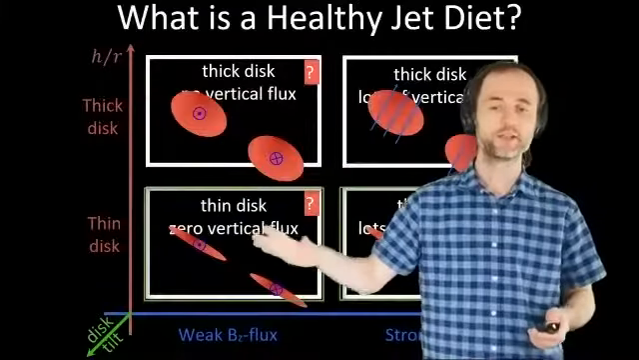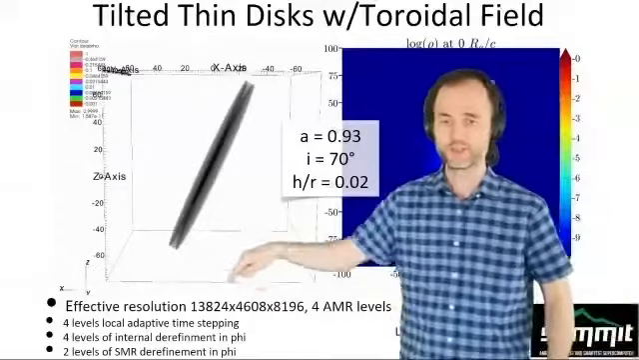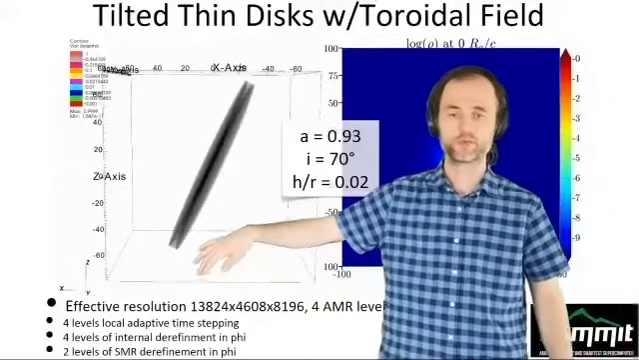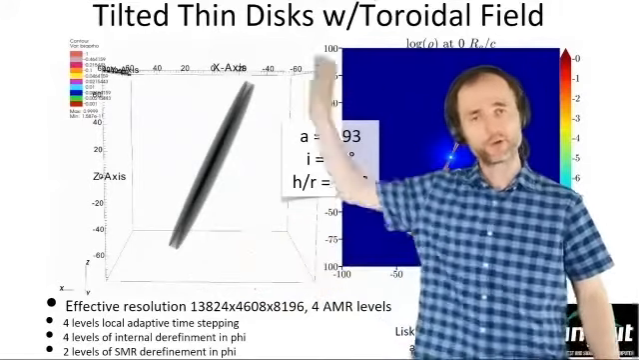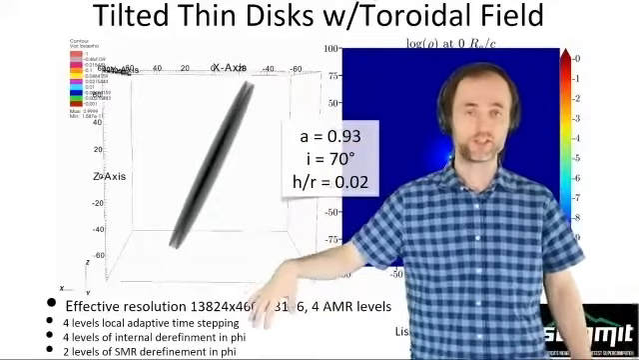So what about this? Maybe finally here we will be able to kill the jet. So this is a ridiculous model. The effective resolution here is 14,000 times 5,000 times 8,000 cells. Remember all the resolutions before? This is even crazier.